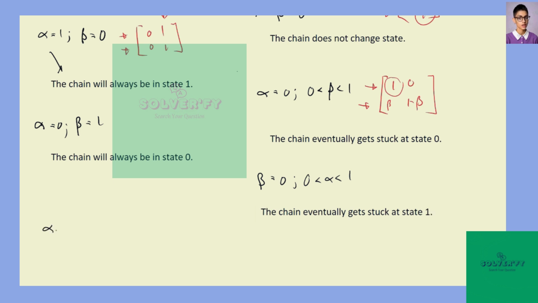And now if we consider alpha equals 1 and beta is between 0 and 1, all entries of the transition matrix in this case are positive, so it's a regular Markov chain, which means that all states are always accessible from all other states, which means that the chain may transition through states 0 and 1 indefinitely. And the steady state distribution for states 0 and 1 is given by our answer in A.